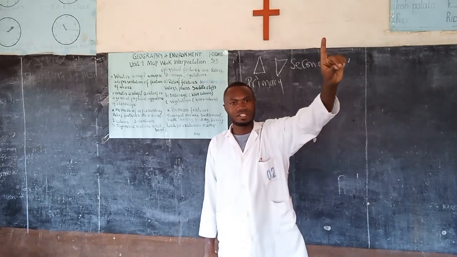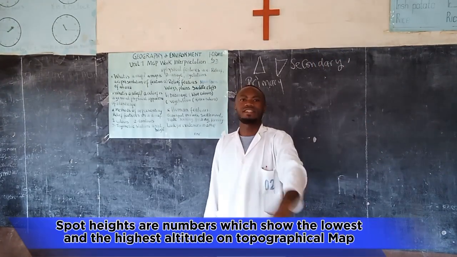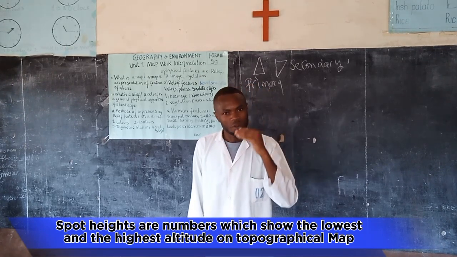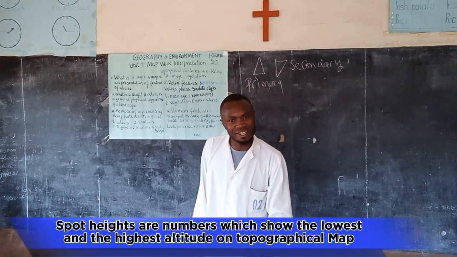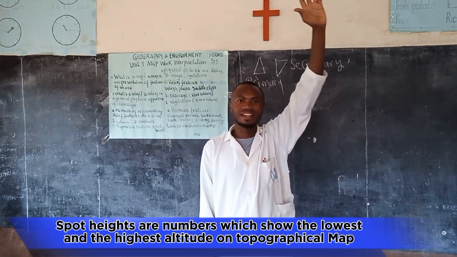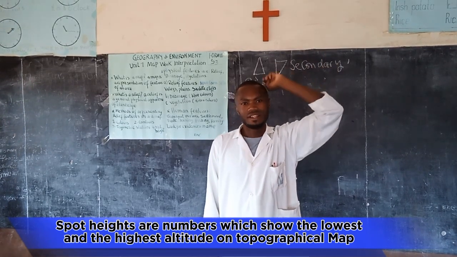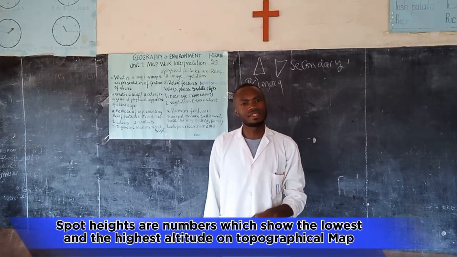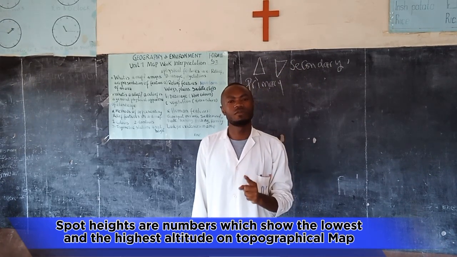I can repeat. What are spot heights? Spot heights, those are numbers from the lowest altitudes to the highest altitudes. For example, if the lowest altitude is 1, we can count from 1.